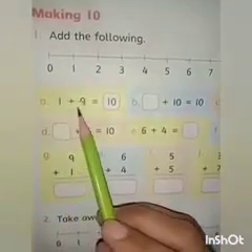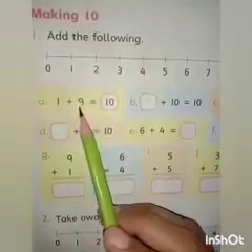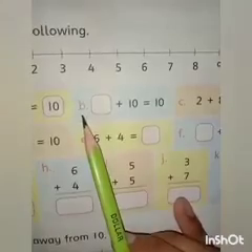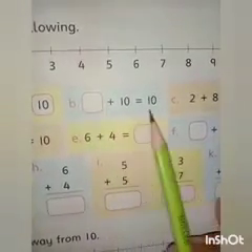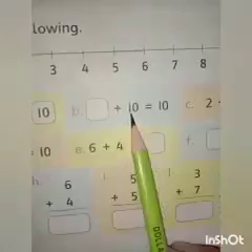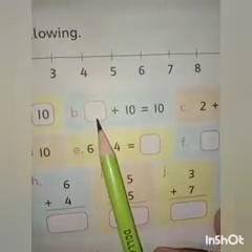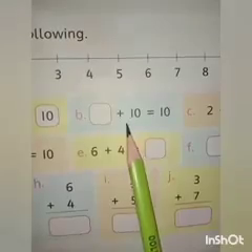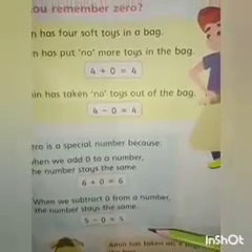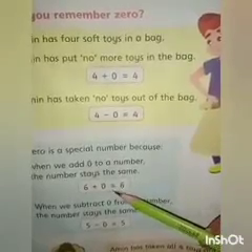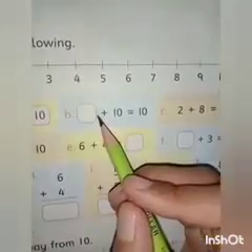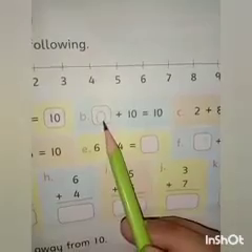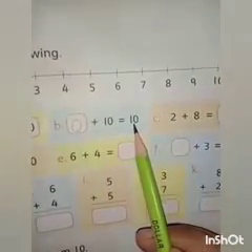Point A. Here we have two numbers, 1 and 9. When we add 1 and 9, we get the answer 10. Point B. Students, this part is different. Here we have the answer and the second number, and we are going to find out the first number. We learned from the previous page that when we add something to 0, we get the same answer. So we are going to write 0 in this box. When we add 0 and 10, the answer is 10.